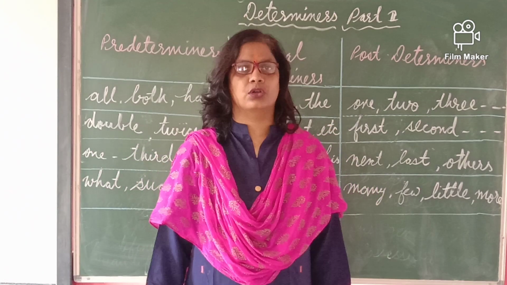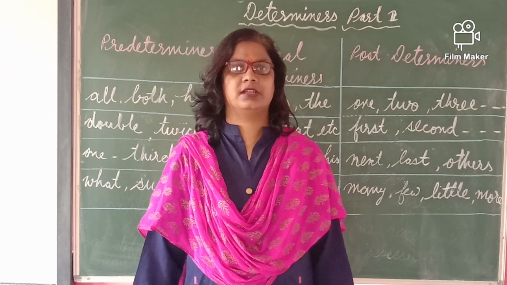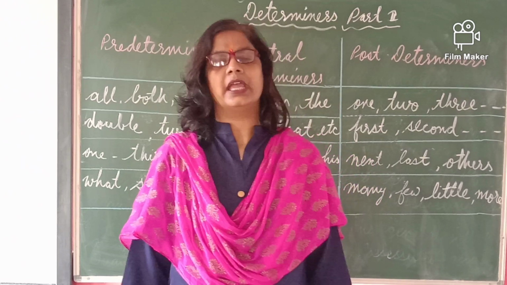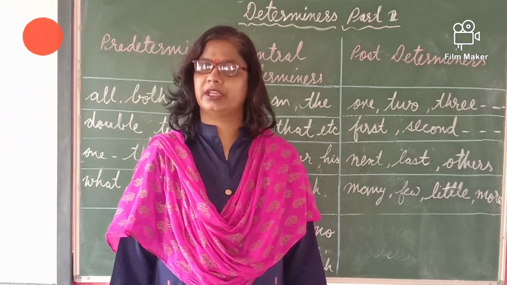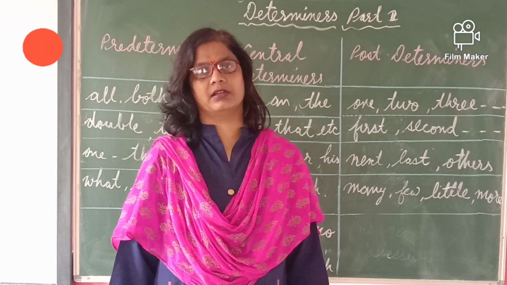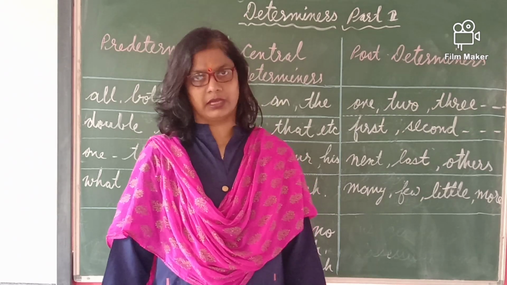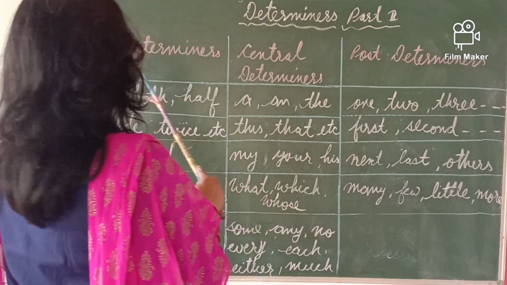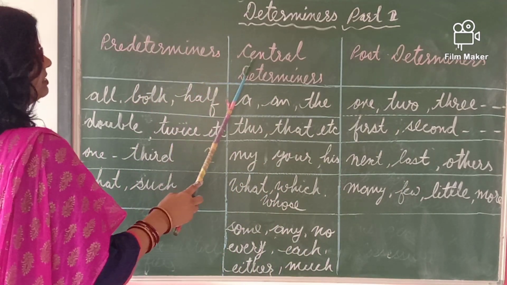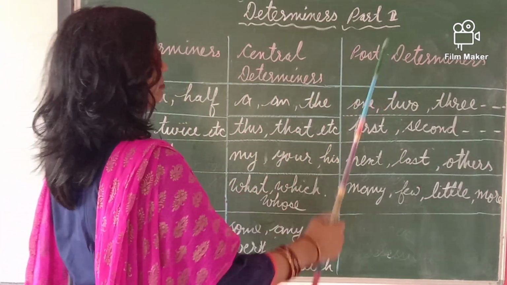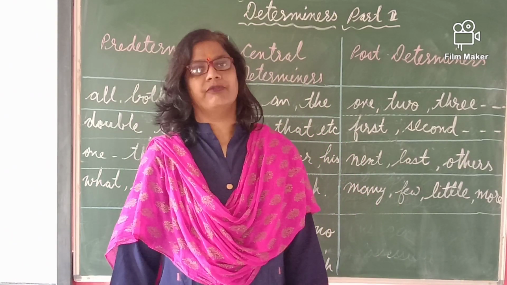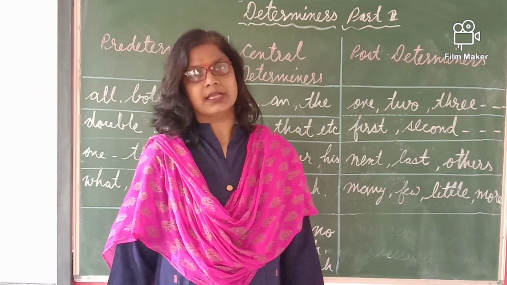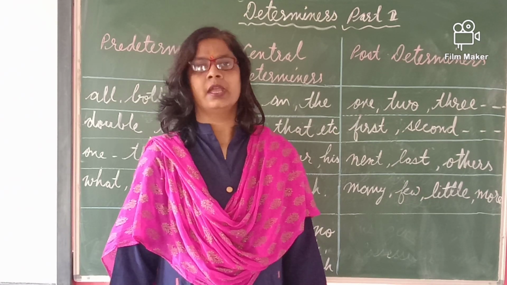Till now we saw the uses of determiners, the definition of determiners and the kinds of determiners. Here we will see how we can use 2 determiners, 3 determiners at a time with a single noun. Predeterminers, central determiners, post determiners. These are the parts of the determiners which can be used in a single sentence with a single noun.